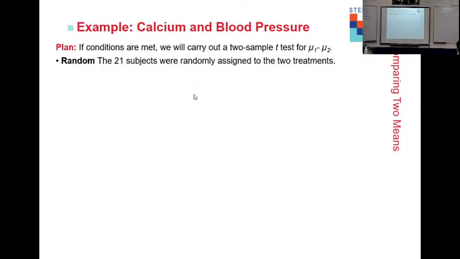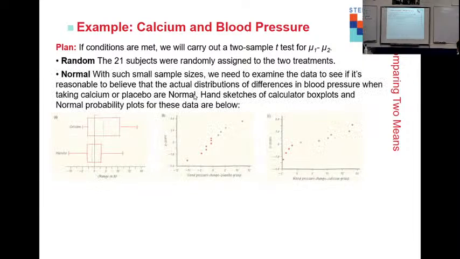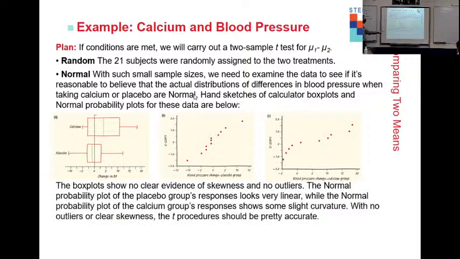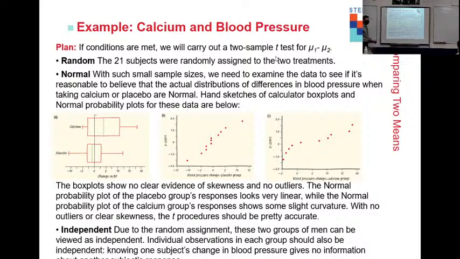Normal. Sample sizes are less than 30, so we need to check some plots. Remember that the thing we're looking to be linear is called a normal probability plot. You want to make sure that you're saying the correct thing that you're using. Don't just say the graph. Which graph are you talking about? And then independent, here they just say that the observations are independent. So there is your step 2.